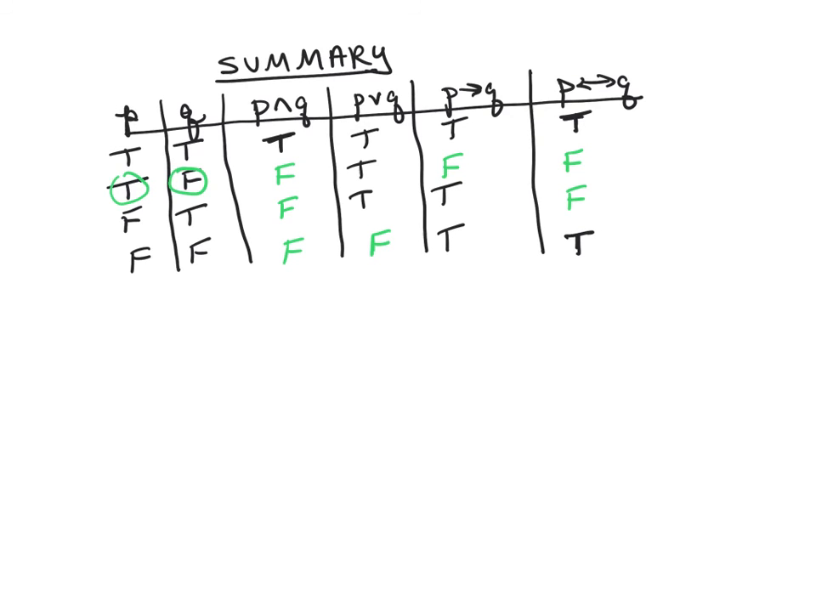So note that a conjunction is false most of the time. A disjunction and a conditional are true most of the time. And a biconditional is a 50-50 split. It could be true half the time and false half the time. And that takes care of the summary of our major connectives.